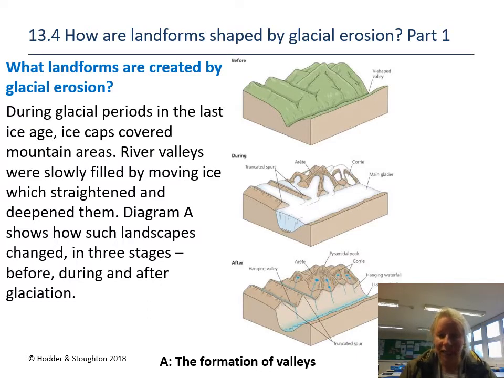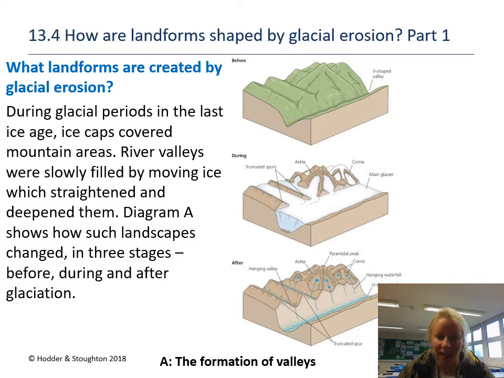So if we look really closely at this during diagram, we can start to see arêtes, which are those sharp areas of the mountain whereby 2 quarries meet either side. And we can see some truncated spurs that are left exposed. Now, after this period, so when the ice has melted and the glacier has shifted, we can see that we're left with some really prominent features.